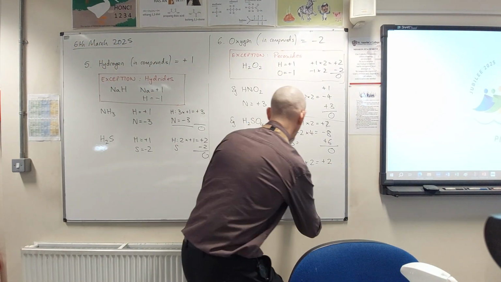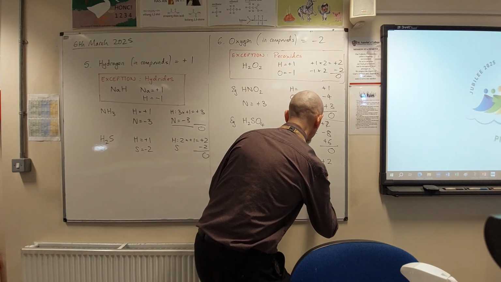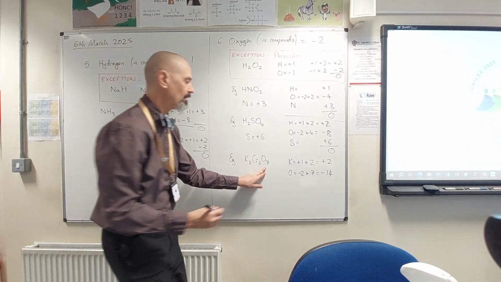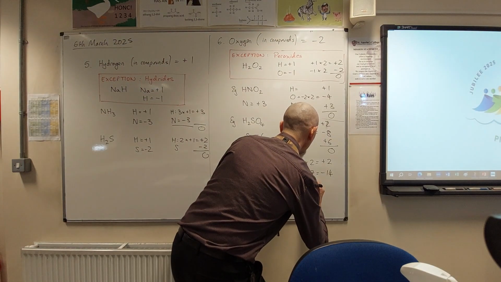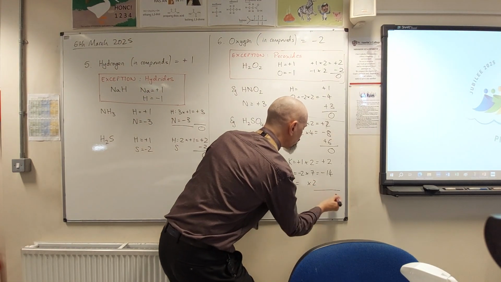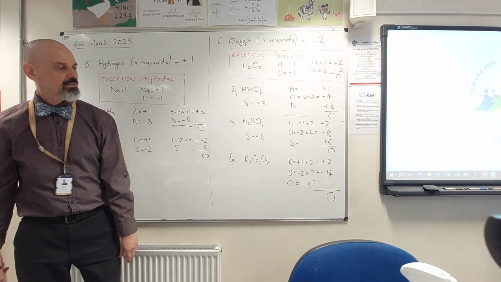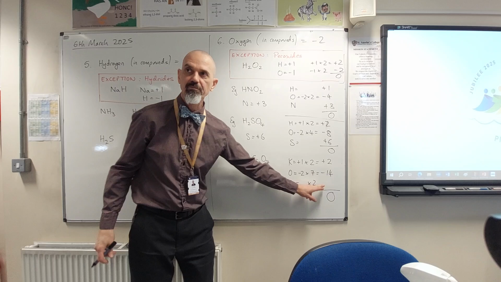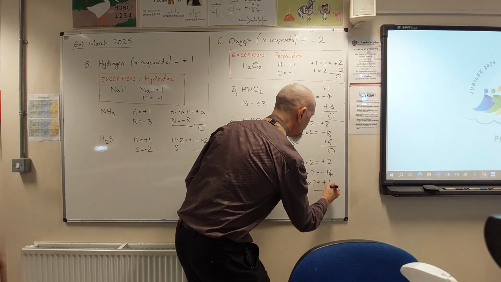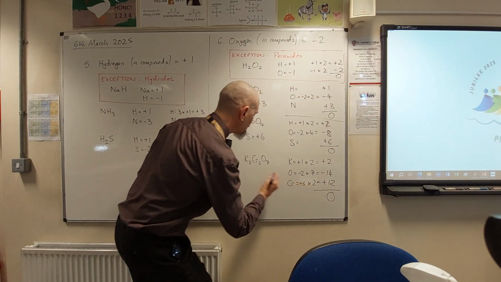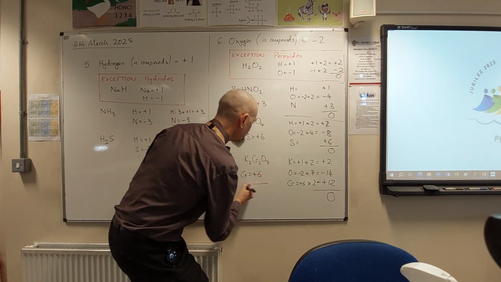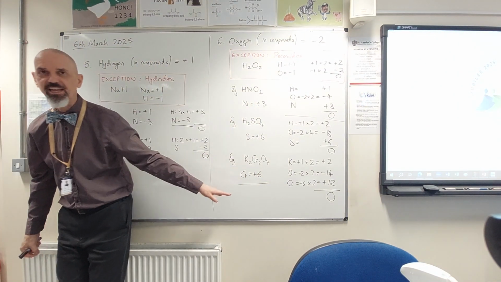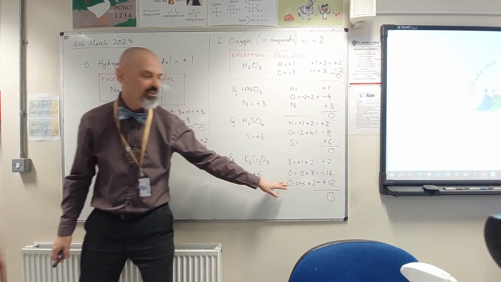Oxygen, -2, and there's 7 of them, so contributing -14. Chromium, whatever it is, but there's 2 of them as well, to make it up to 0. So the contribution must be +12. So each chromium must be +6.